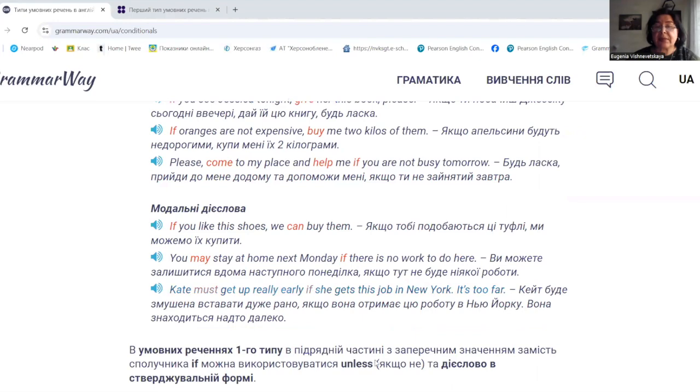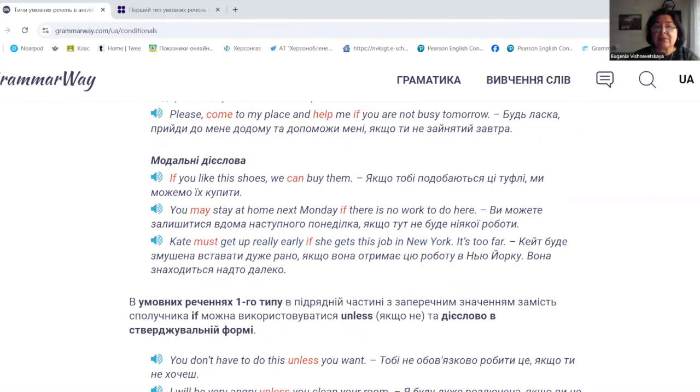Well, one more idea as for the main clause. Sometimes in the main clause, instead of will, we don't use imperative, we don't use will, we use modals. For example, if you like these shoes, we can buy them. This is the if clause, right? Present simple, but in the main clause we see the modal verb can. No will, no imperative, just can. It is also first conditional.